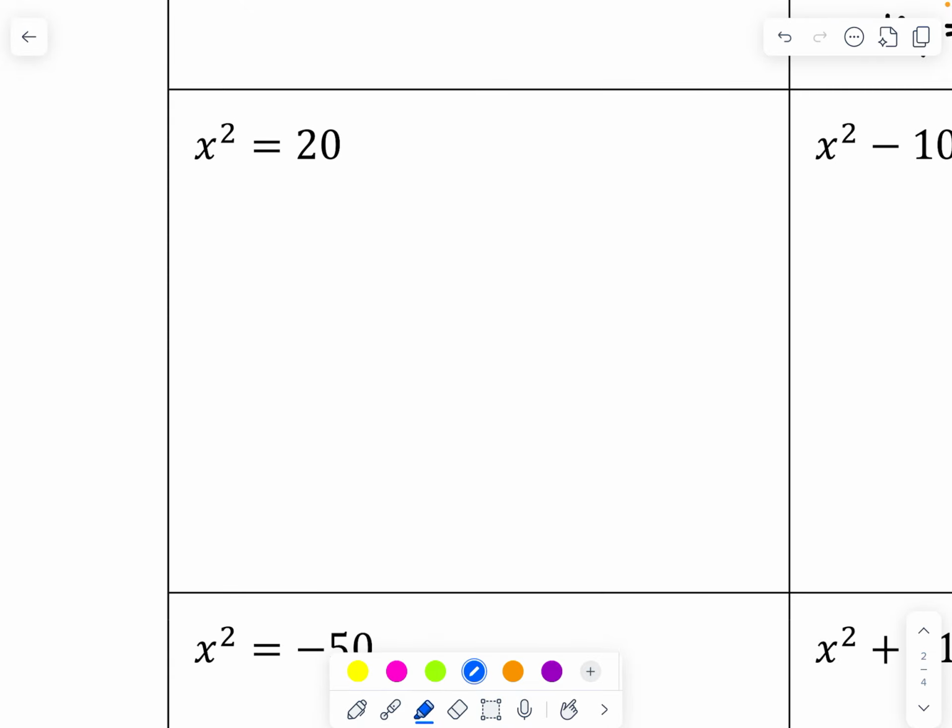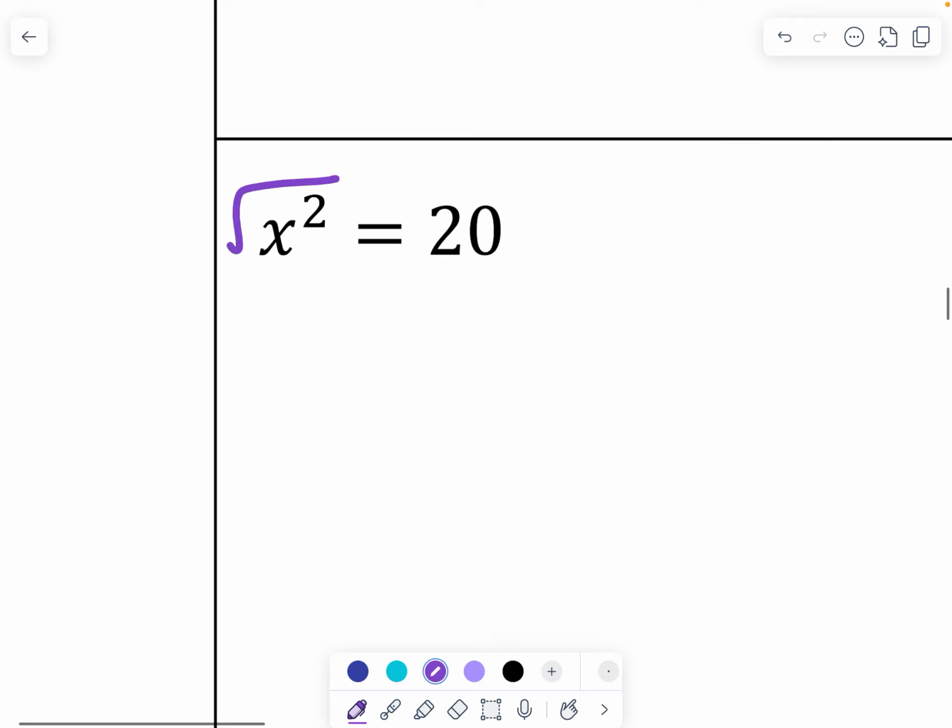The top row. In the top row, all the roots were whole. We only had to take the square root of perfect square numbers. It's not going to be like that anymore. So now this is where that simplifying radicals is going to come in handy. Square root both sides. Square root property says plus or minus.